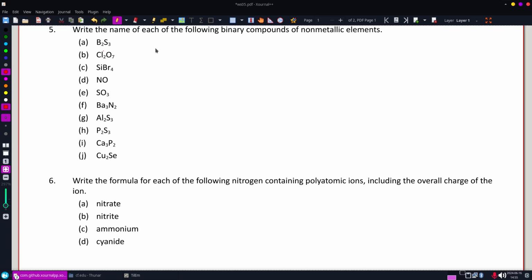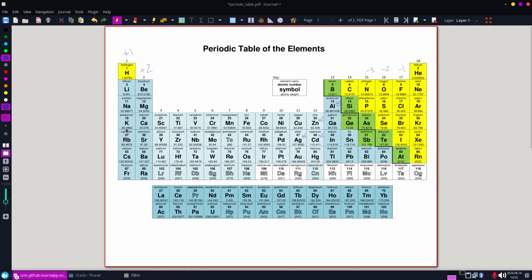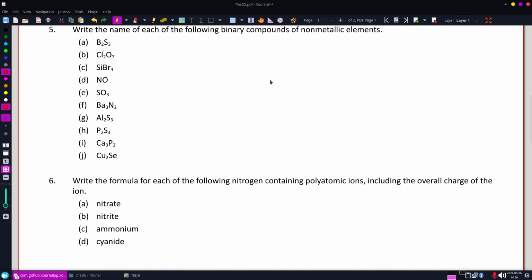Alright, we're going to write the name of each of the following binary compounds of nonmetallic elements. So I have some mix of covalent molecules along with ionic compounds. We're going to identify them based on where they're at in the periodic table with regard to that first element and that second element. So we're going to be going back and forth with our periodic table, and I have mine marked up with the fixed charges for the nonmetals and the metals. And we're going to be utilizing this when we actually come up with these names.